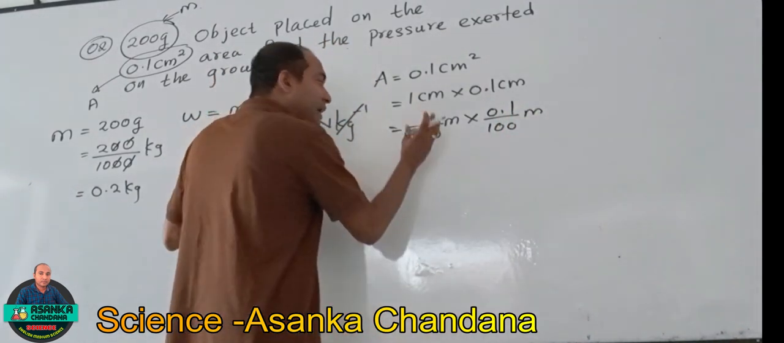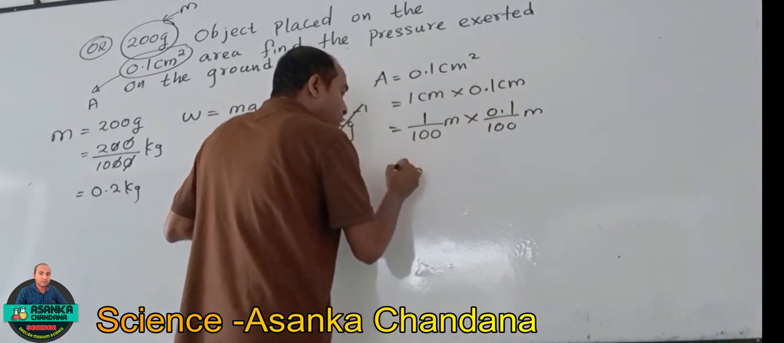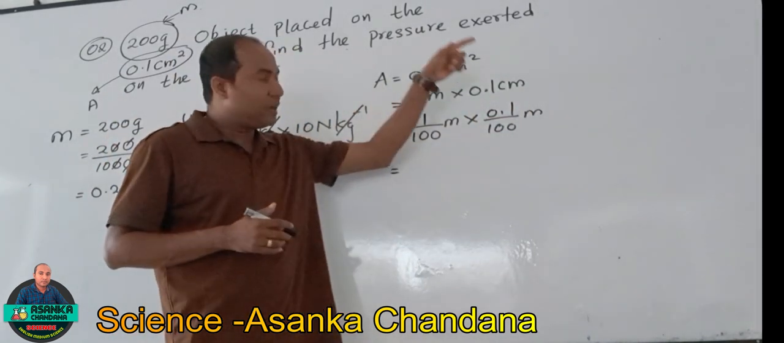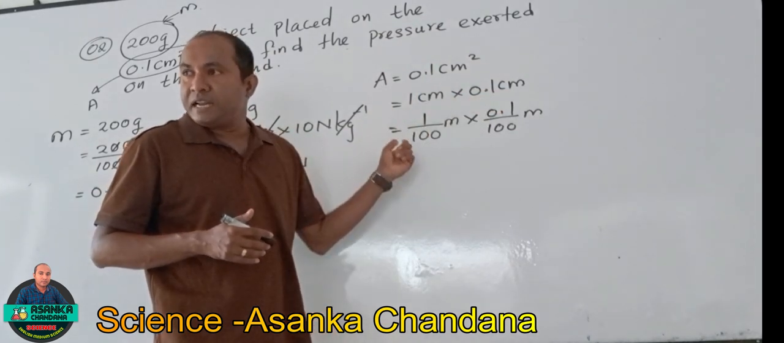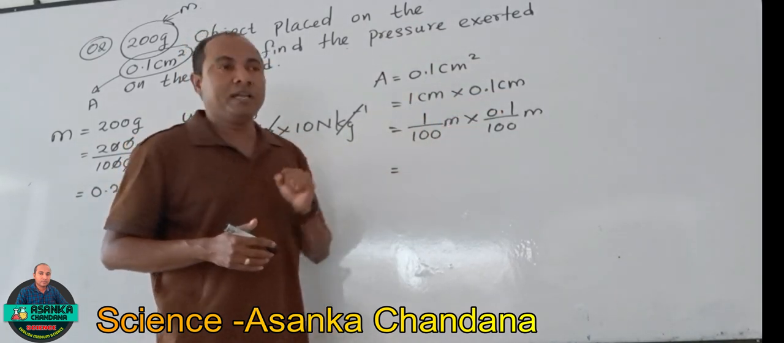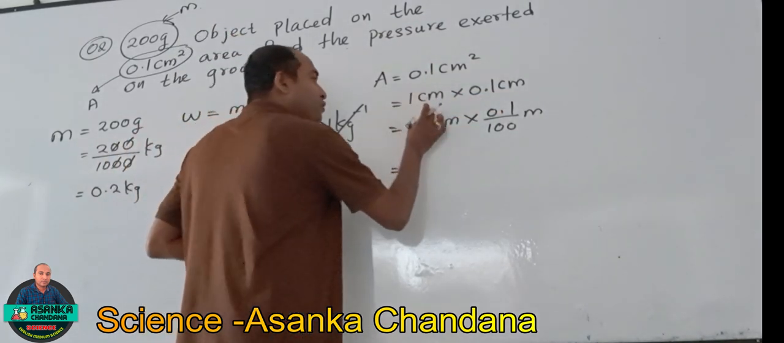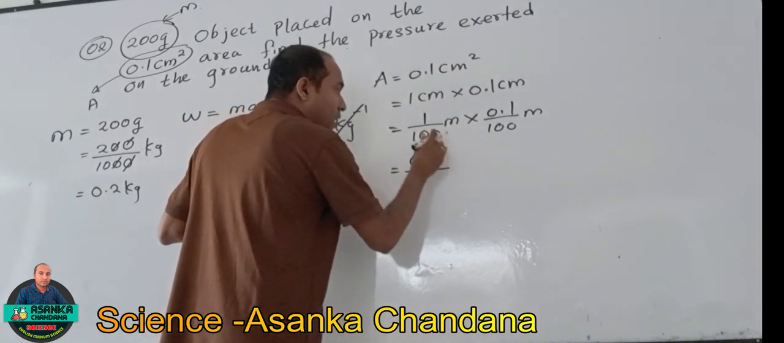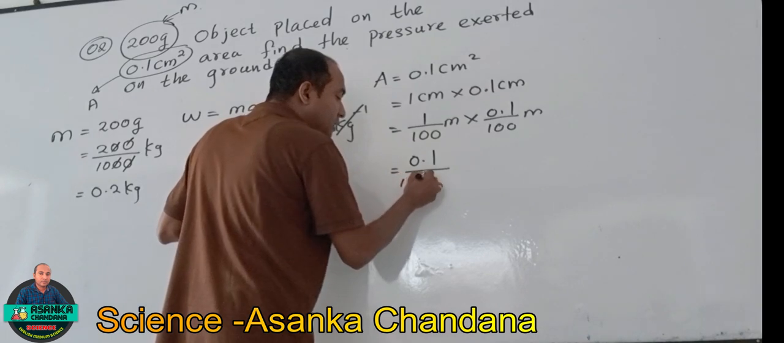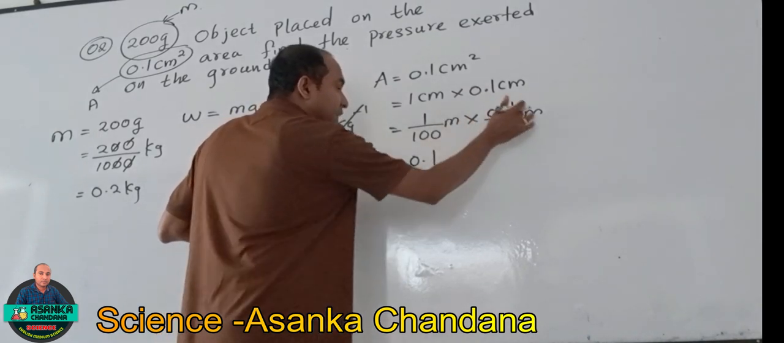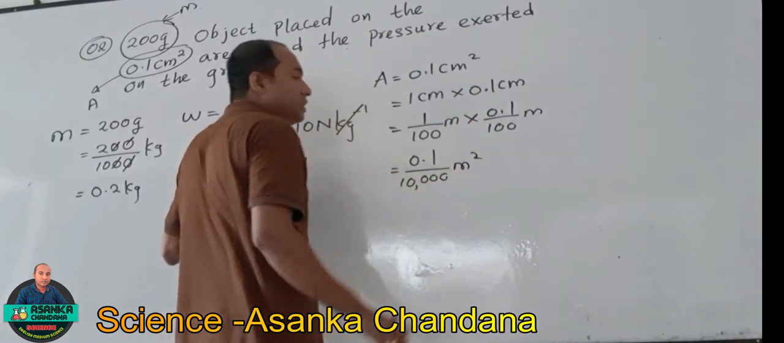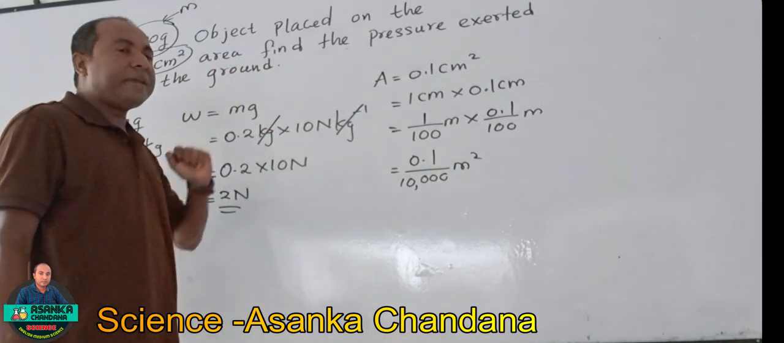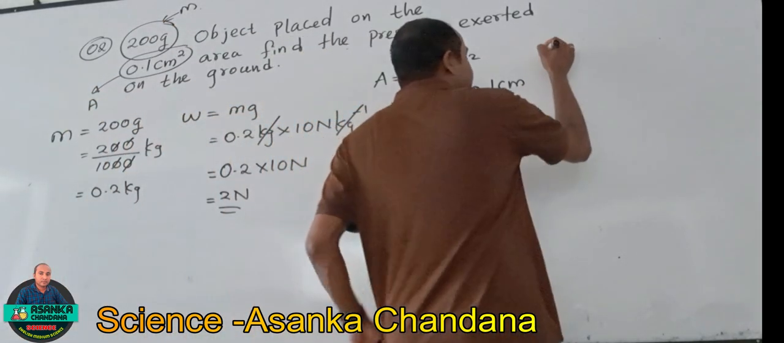Then we can multiply fraction by fraction. When we multiply fraction by fraction, numerator should be multiplied by numerator, denominator by denominator. Then tell me the answer: 1 multiplied by 0.1 is 0.1, and 100 times 100 is 10,000. Meter times meter, square meter. Now we found the weight and area. Then we will go to find the pressure.